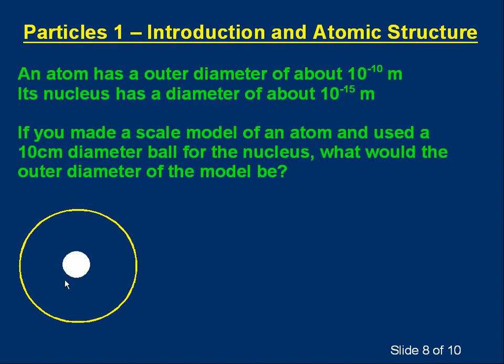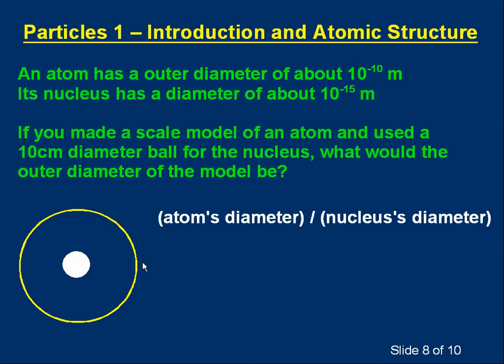Let's just draw the model. So suppose you're making a model atom and you use a 10 centimeter diameter ball for the nucleus. What's the diameter of the whole atom? That will be the outer electron's orbit. What will be the outer diameter? Pause and think about that for yourself. I hope you paused the video, had a go. Let's go over it.